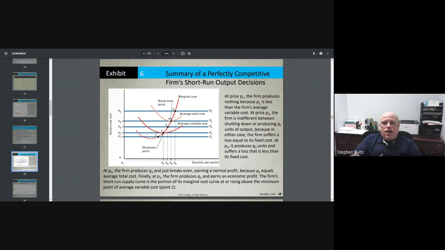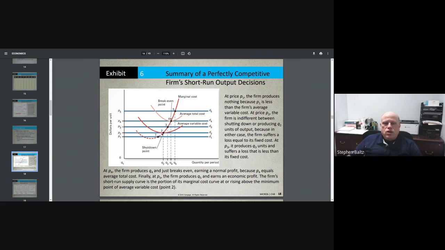So instead of having your loss equal your entire fixed cost at a price of P3, you can make back all of your variable cost plus a portion of your fixed cost. So your economic loss is going to be less by continuing to produce at a price of P3. Now, let's say the market price gets all the way down to a price of P2. That is the shutdown point.